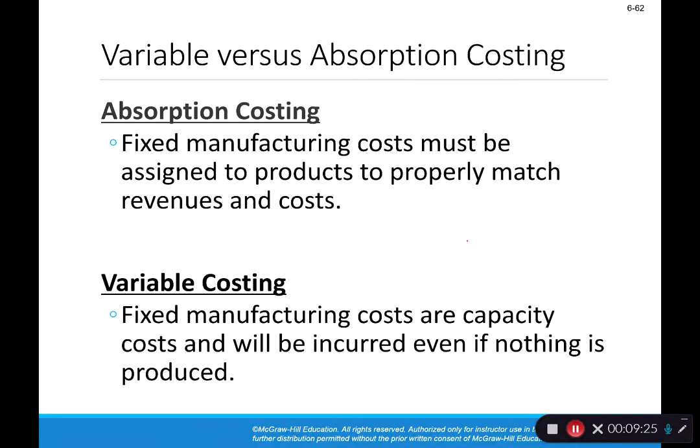What are the main differences between absorption and variable? As a reminder, fixed overhead costs are assigned to the product under absorption. I keep thinking of a sponge absorbing extra costs. Absorption costing sucks up those fixed overhead costs. Under variable costing, the fixed overhead costs are expensed in the period in which they're incurred. The idea behind that is that no matter how many units we produce, the fixed overhead costs are going to stay the same, so we might as well expense them each period rather than include them in product costs, because the fixed costs aren't going to change.